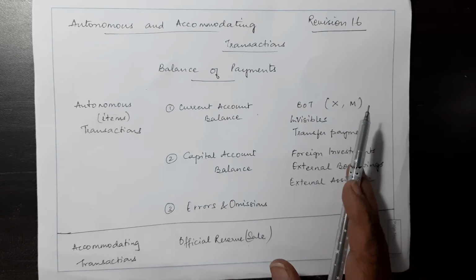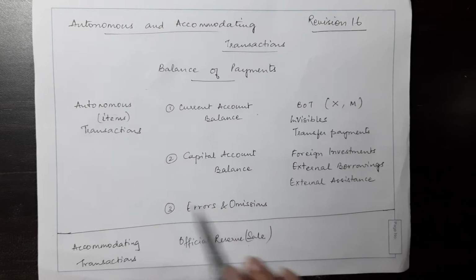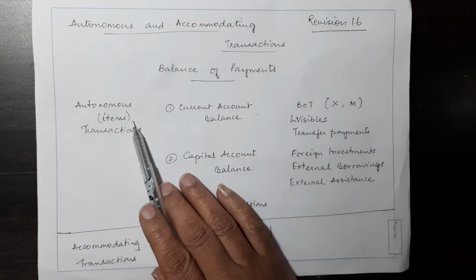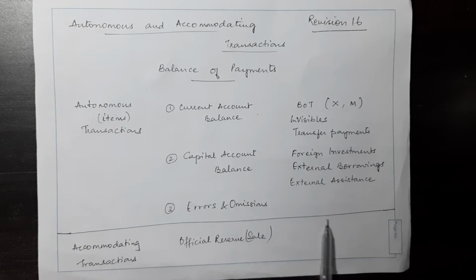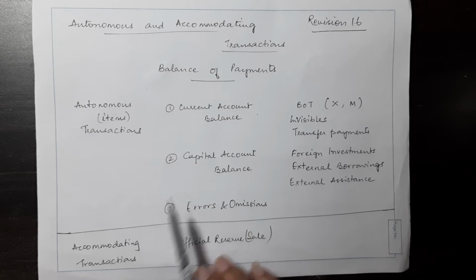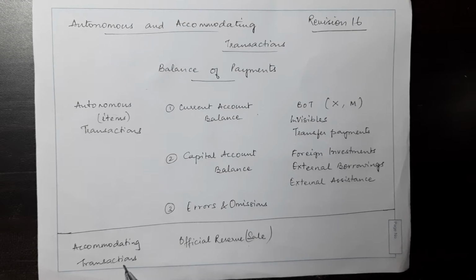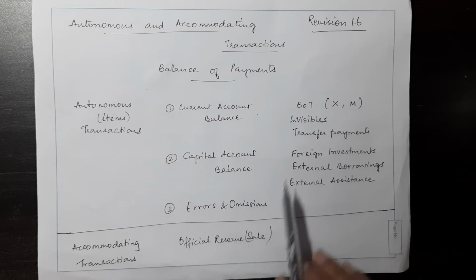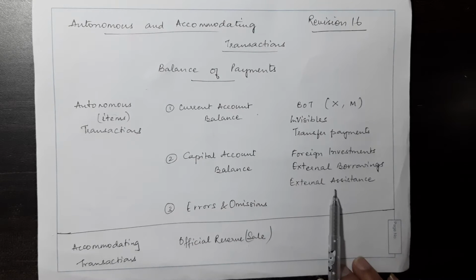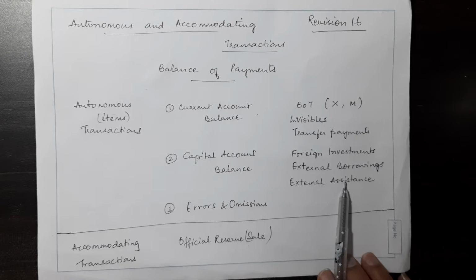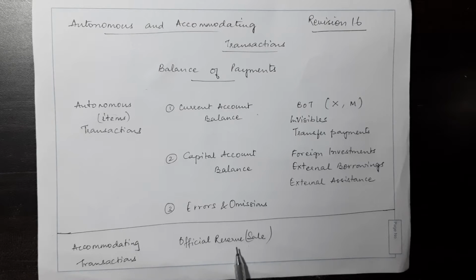This is what we learned. These items are called above the line items. And then finally we have below the line items or transactions, the accommodating transactions. These consist of the official reserves which are managed by the central bank or the RBI. So if there is a deficit or surplus, then that is taken care of by the RBI under the official reserves.